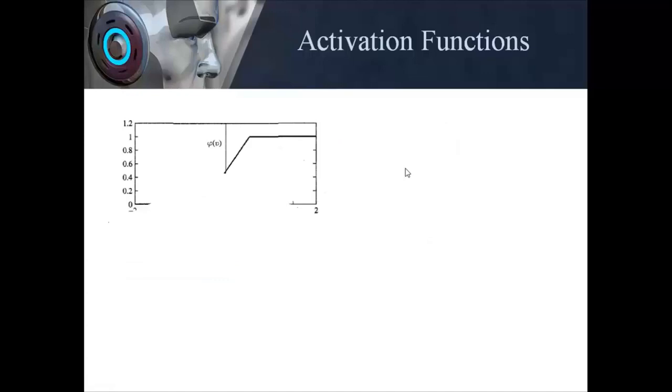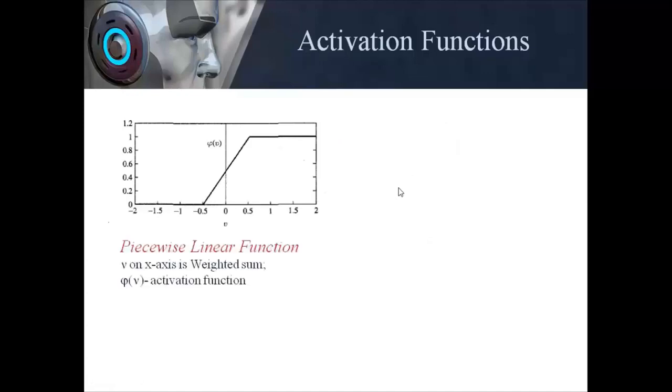Next we come to the piecewise linear function. Piecewise linear means the linearity is going to be depicted in terms of linear lines, each having a slope. So slope is 0 here, slope is 0 here, but in this range between minus 0.5 and 0.5, I have a linear range of this function. So it can be expressed using this.